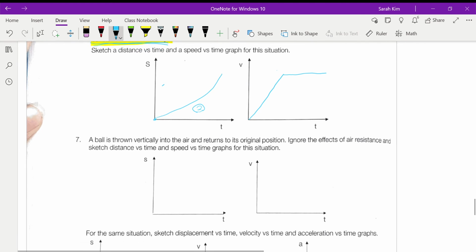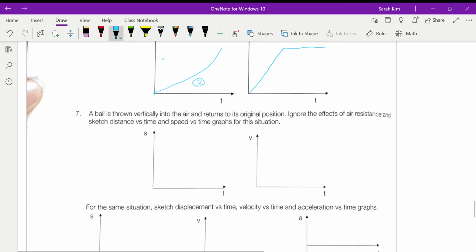Right, 7. A ball is thrown vertically into the air and returns to its original position. Ignore the effects of air resistance and sketch the distance versus time and speed versus time for this situation. Alright, so a ball is thrown vertically into the air. Again, I'm going to start with my velocity vector because I found that easier, but it's up to you.